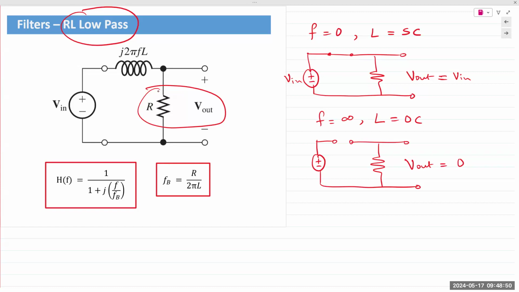This is different from chapter 4. In chapter 4, we were talking about tau, the time constant. This is not that. This is the break frequency. Okay, this is different. R over 2 pi L.